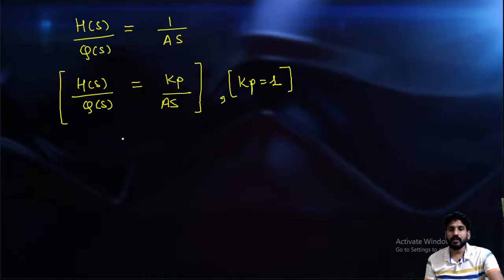Now Kp, we can define this system also by keeping Kp equal to 1 by A. In some books it is defined as 1 by A, but in some books it is explained in a different way. I want you to understand one thing, that's why I write Kp is equal to A s, and here I'm making Kp equal to 1. Now we will try to understand one thing here. What is that?